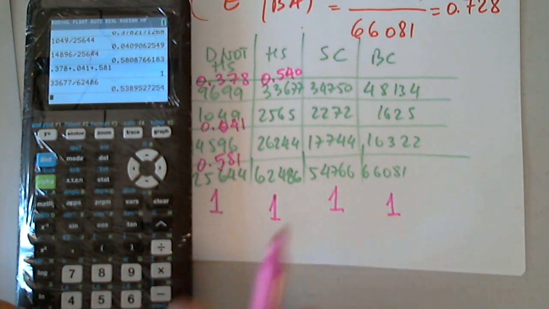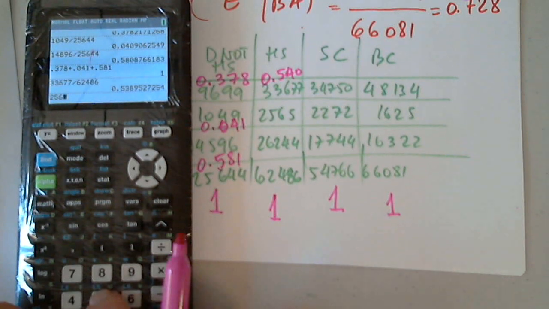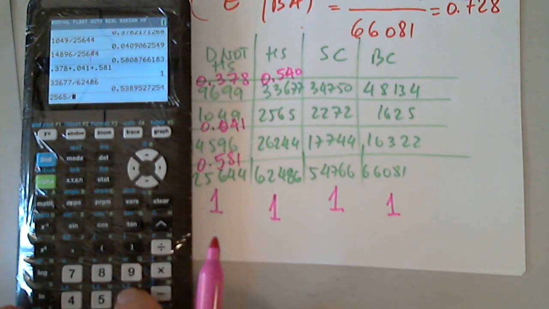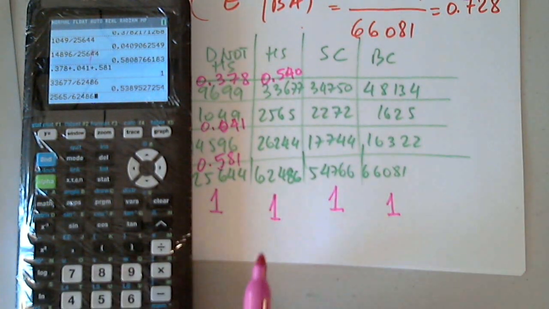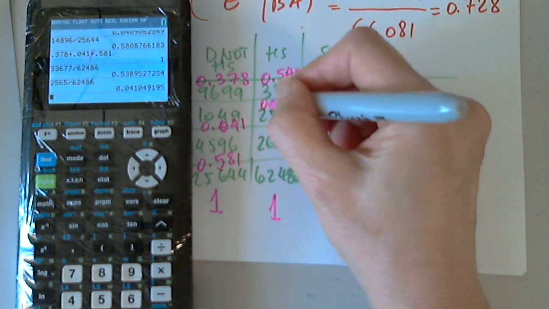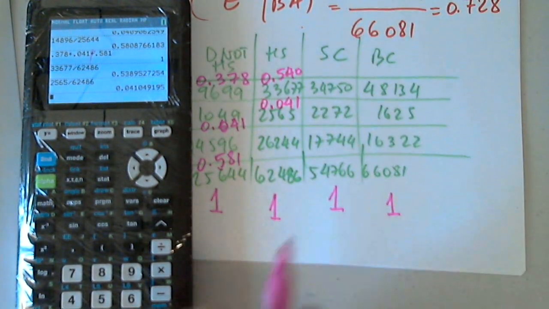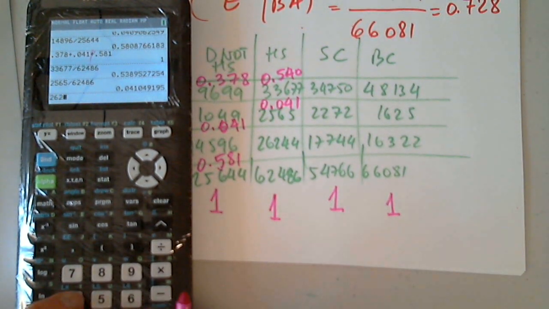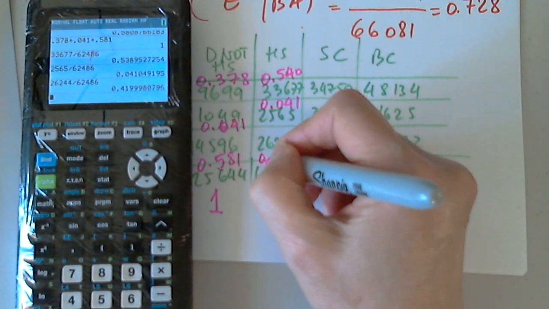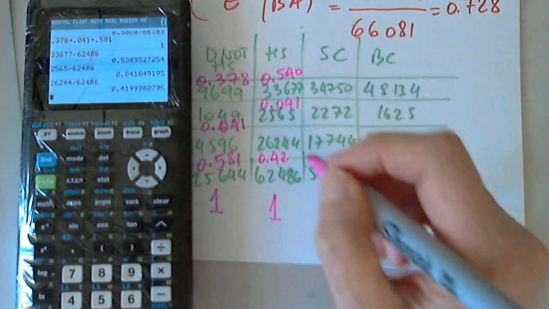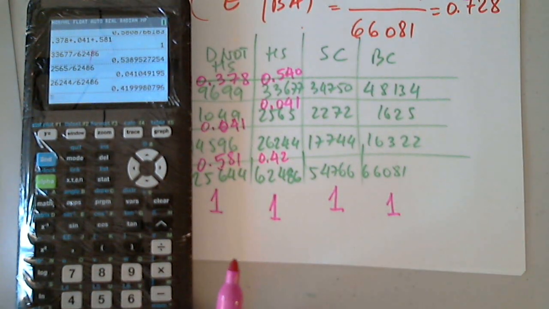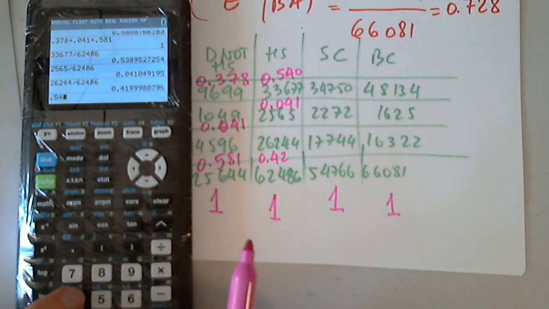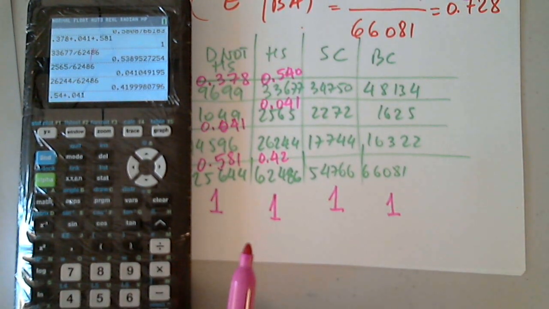And next one, 2,565 divided by 62,486. And correct my numbers always. 0.041. 26,244 divided by 62,486. And I got 0.42. Again, I have to make sure that they add up to 1. 0.540 plus 0.041 plus 0.42.